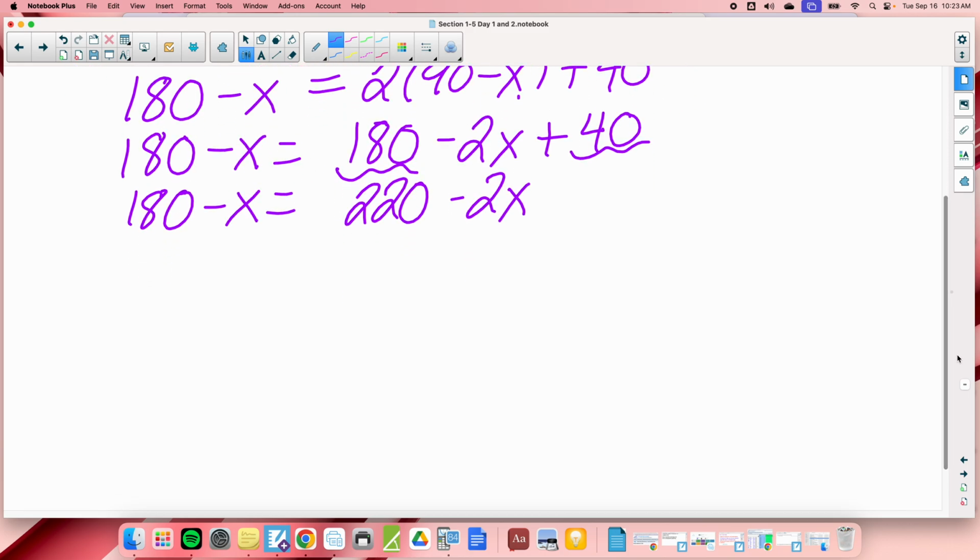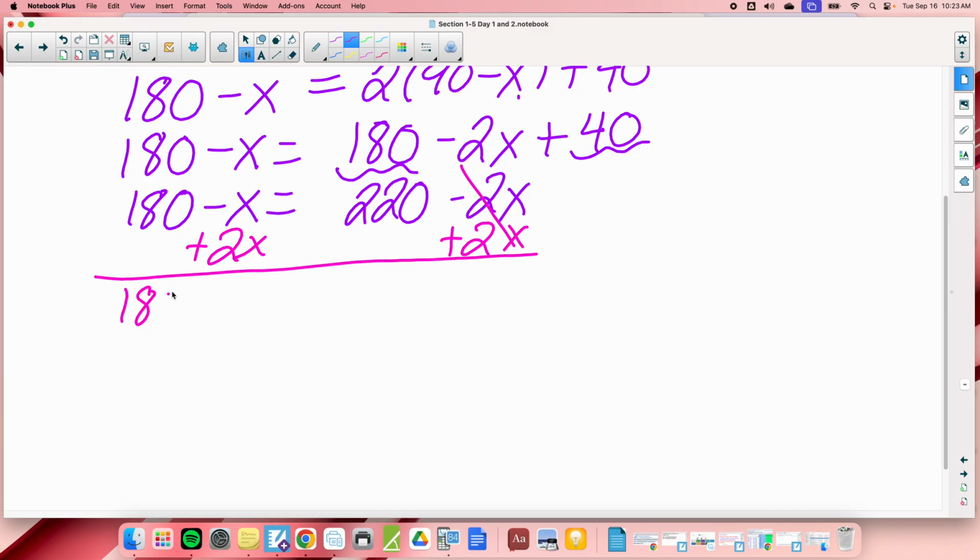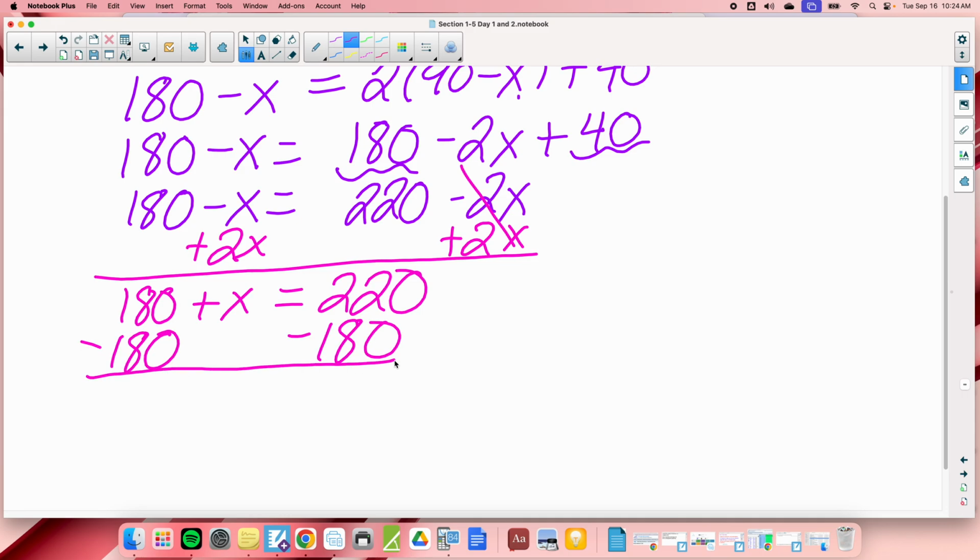Okay? And then when I look at this one, I can go and solve it. I always bring my smallest x over, and negative 2x is smaller than negative 1x, so I'm going to add 2x and bring it over. Then I would get 180 minus x plus 2x is plus x equals 220. Then I'm going to subtract 180. Okay. And x would be 40.